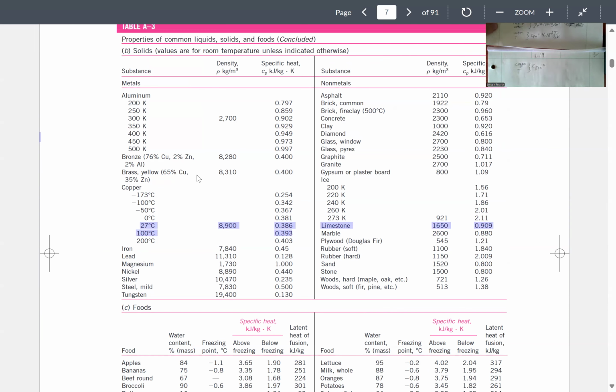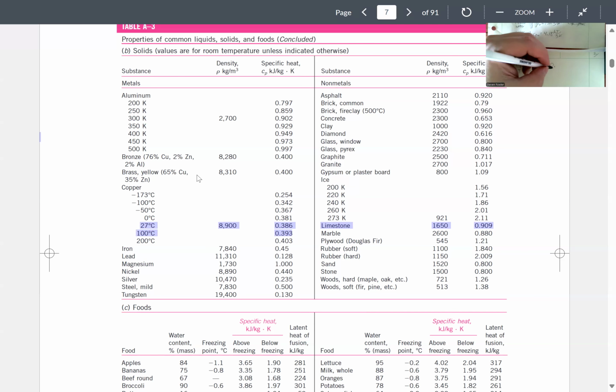So you see your specific heat there. It's 0.386 at 27 degrees C, and it's all the way at 0.393, all the way up at 100. We're somewhere in between those two. So basically, this would be a good place where we would probably guess and check.